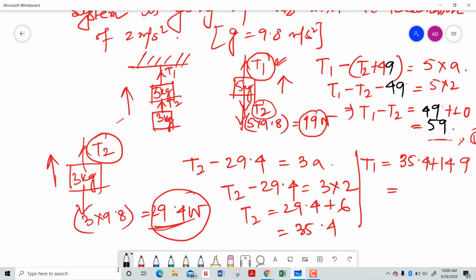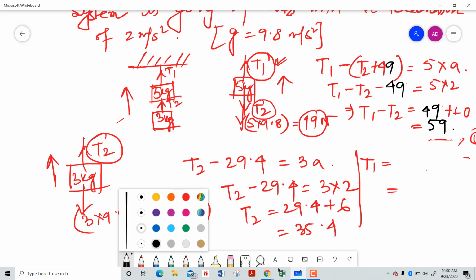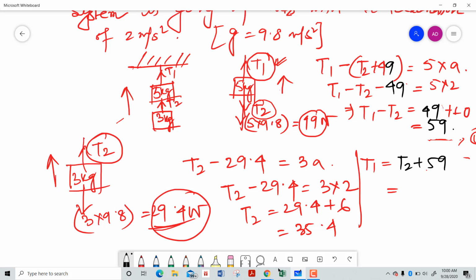So the expression in this case will also change. It is T1 equals T2 plus 59. So what is the value of T2? That is 35.4 plus 59. It's a very large force. So what is T1 after calculating? The point should be outside: 84.4 Newton. That's the answer we get.